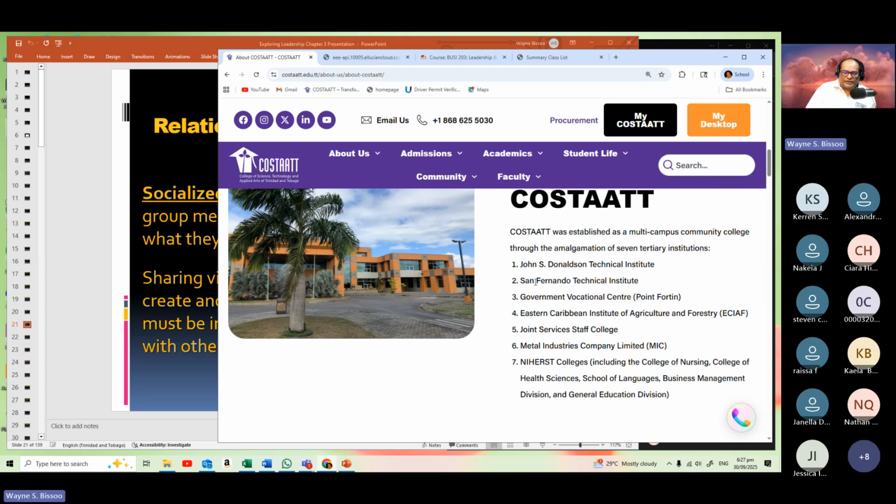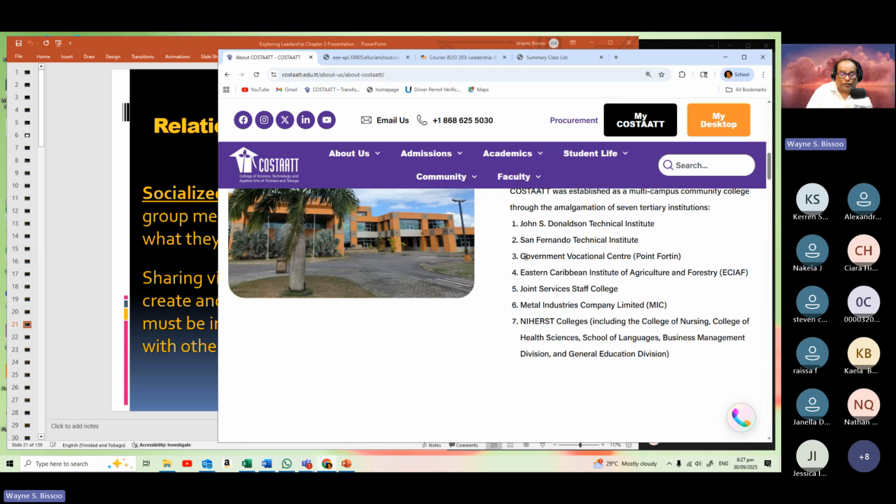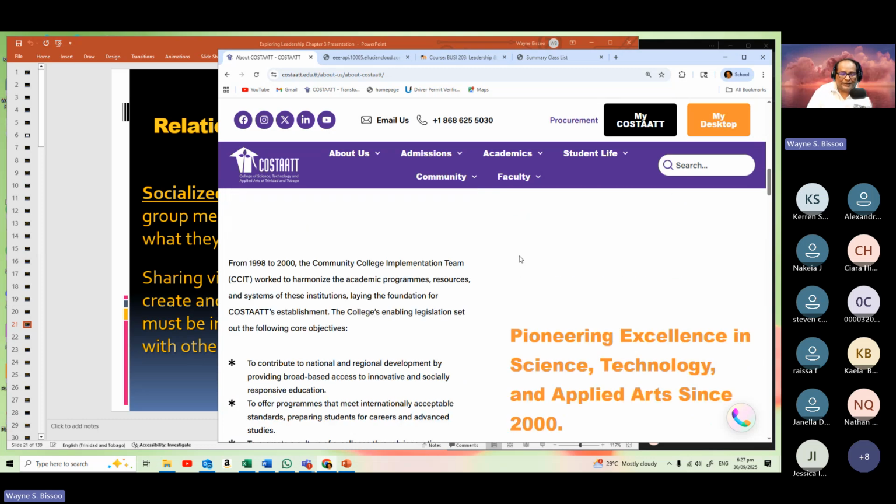And the business sections from John D, San Fernando, and Nehus, we all got together to make up the Department of Business Management in Costat. So there were a lot of painful things that took place because, in effect, all of these institutions ceased to exist after a period of time when those two institutions came on, Costat and UTT. And that's how we started back then in 2000.